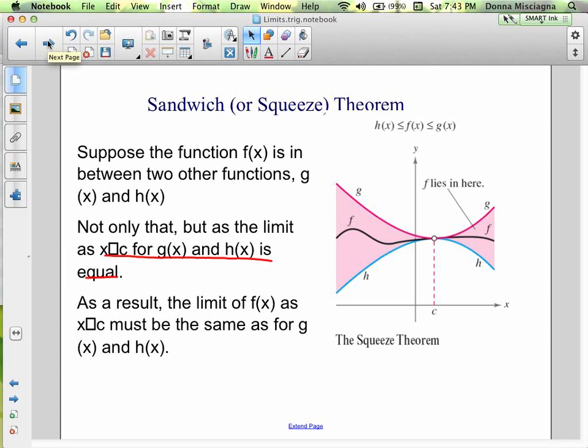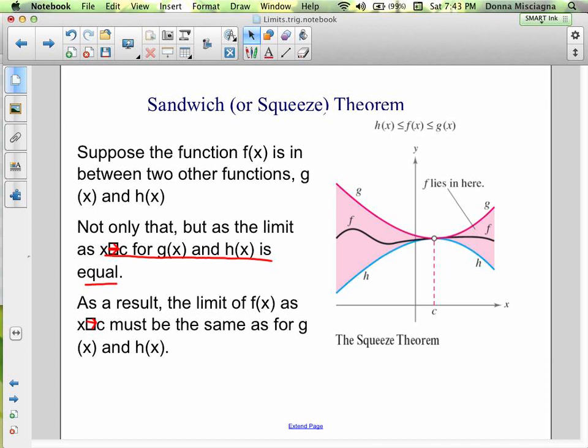Suppose the function f of x is in between two other functions, g of x and h of x. Not only that, but the limit as x approaches c for g of x and h of x is equal. As a result, the limit of f of x as x approaches c must be the same as for g of x and h of x. If f is in between the other two functions and at some point the two functions are equal, that means that all three functions have to be equal because our function here is sandwiched in between.